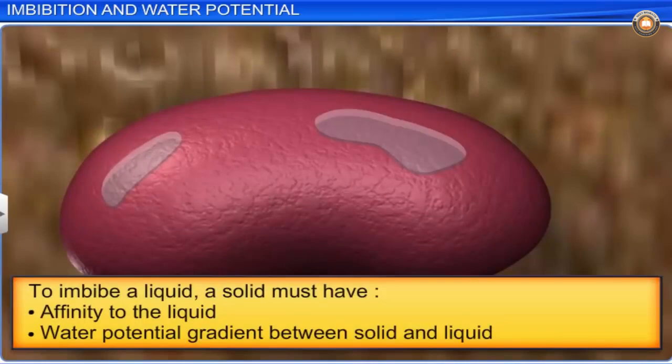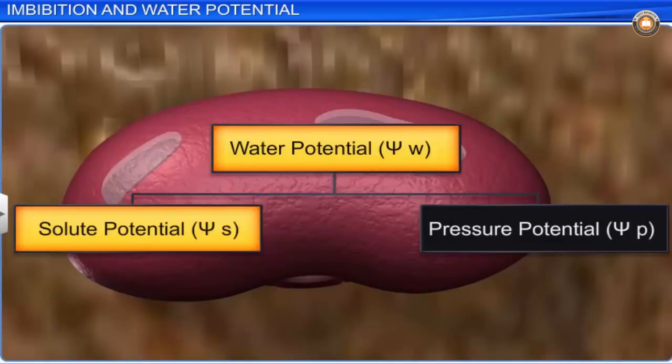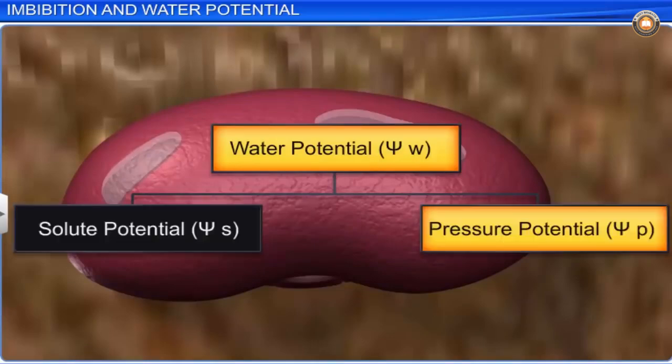For any solid to imbibe a liquid, it must have an affinity for the liquid. Also, the water potential gradient between the absorbent, that is the solid, and the liquid imbibed is essential for imbibition. The water potential gradient comprises two main components, solute potential and pressure potential.